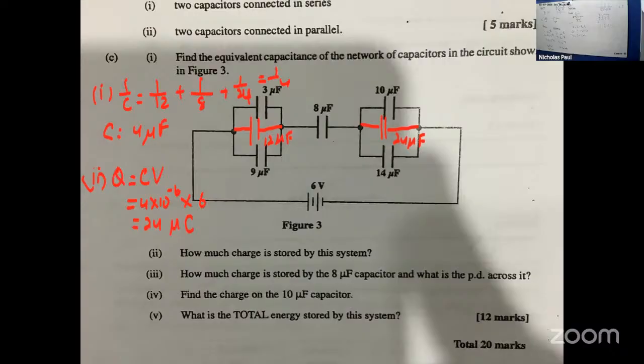Part 3. They want the charge stored by the 8, so they want the charge stored by this one here. And what's the potential difference across it?